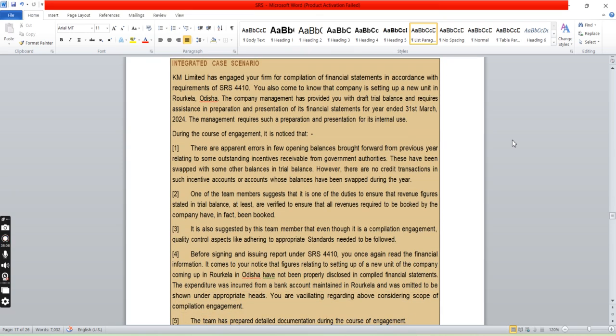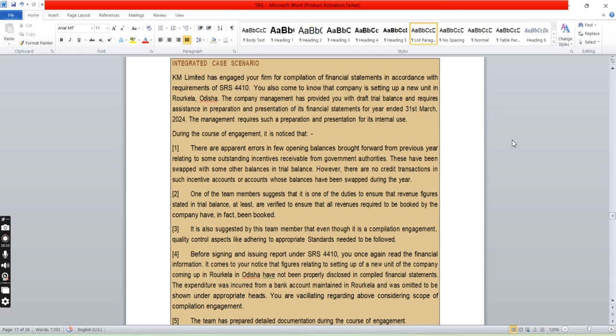One of the team members suggests that it is one of the duties to ensure that the revenue figures stated in the trial balance at least are verified, to ensure that all the revenue required to be booked by the company have in fact been booked. It is also suggested by the team member that even though it is a compilation engagement, quality control aspects like adhering to appropriate standards need to be followed.